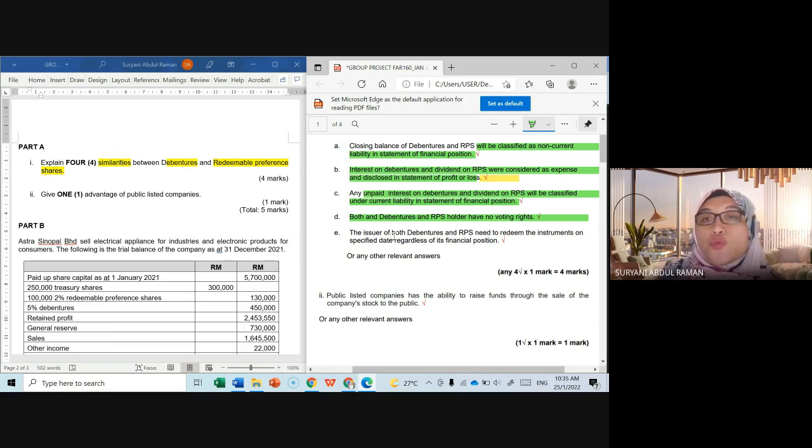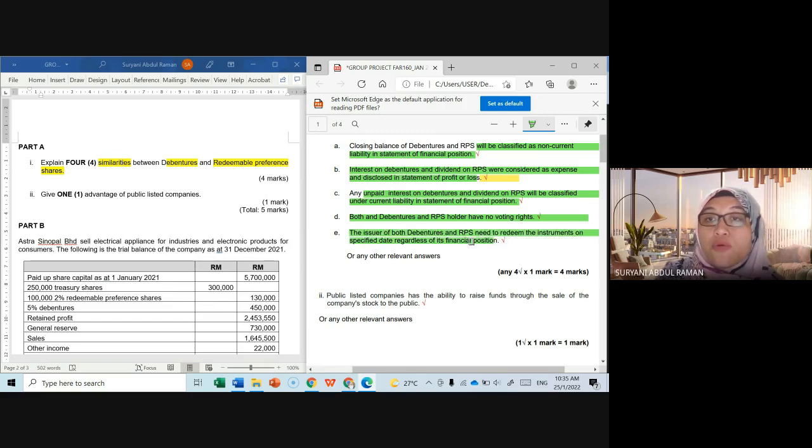Next, the issuer of both debentures and RPS needs to redeem the instrument on a specified date regardless of its financial position. Meaning the company needs to repay this instrument, like it or not, whether it is having gain or not during the financial year. They have to redeem this debt, because these two are debt. Debentures and redeemable preference shares are non-discretionary, so it is a debt to the company.